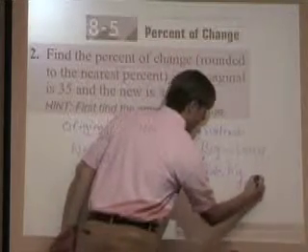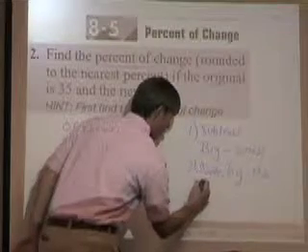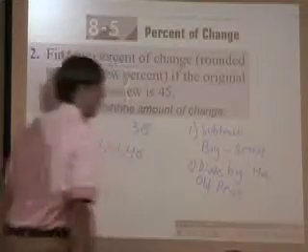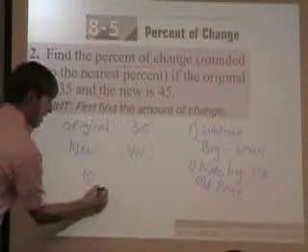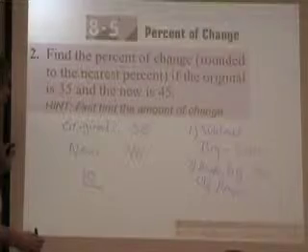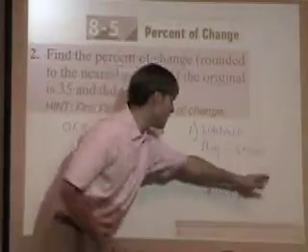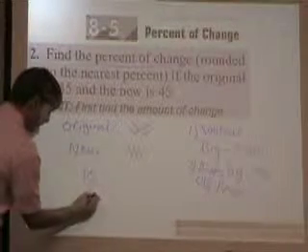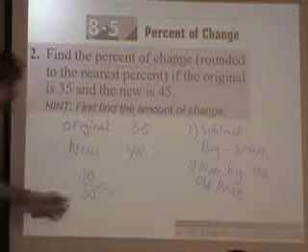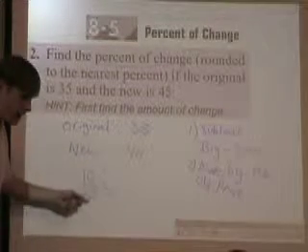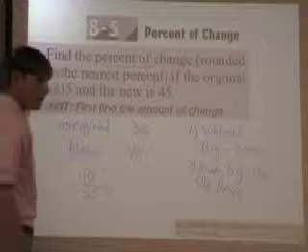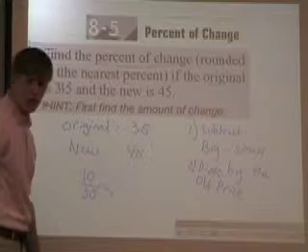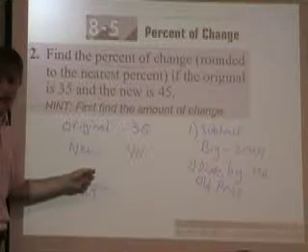Now, divide by the original price, or the old price. That's step two. Divide by the old price. So what are we going to divide 10 by? 35. Step two is to divide by the original price. So what's the original price? 35. So that's step two. Type that in your calculator: 10 divided by 35. Tell me what you get. No, you did 35 divided by 10. What's 10 divided by 35?